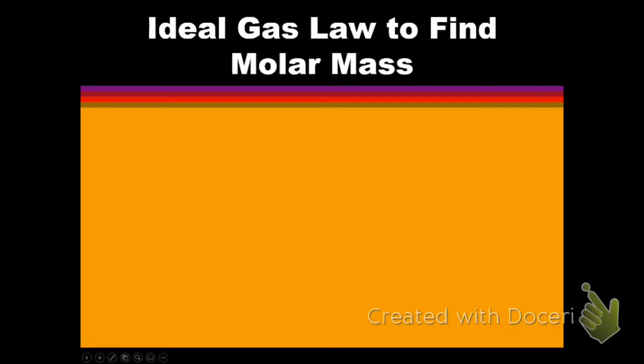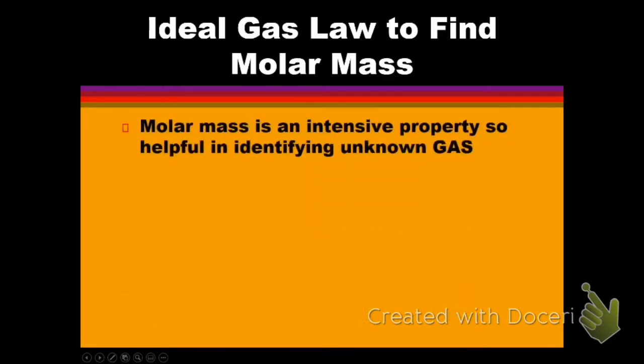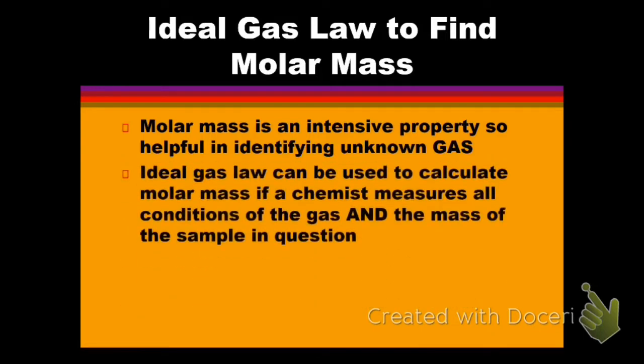Today we're going to see that one of the very practical applications of the ideal gas law is that it allows us to find molar mass, that is molecular weight. So a reminder that molar mass is an intensive property. An intensive property is one where the property does not change with the size of the sample. And so it is very helpful in identifying unknowns. A reminder that the ideal gas law can only be used to find the molecular weight of unknown gases. It would not apply to liquids or solids.